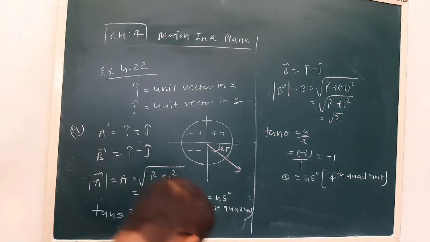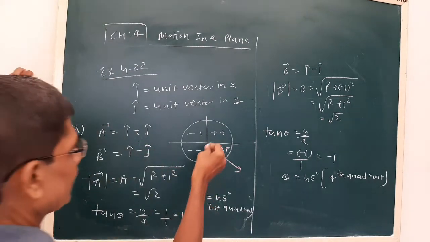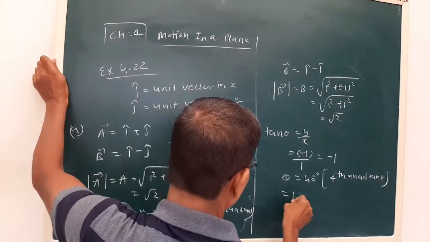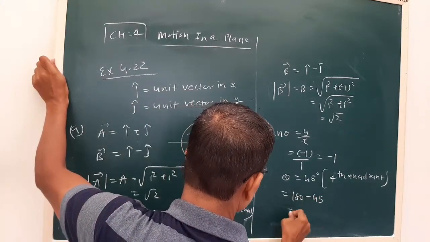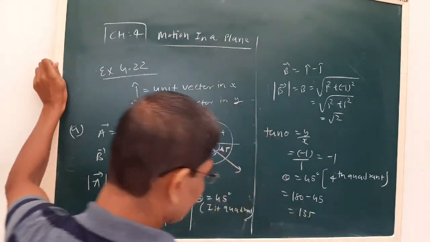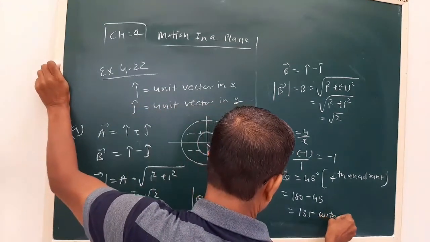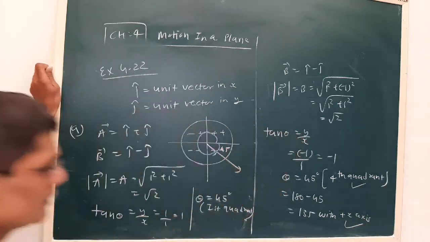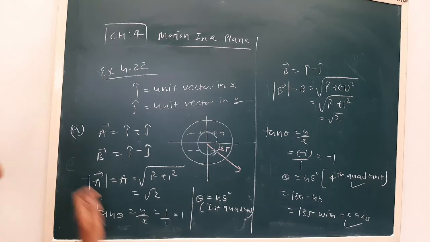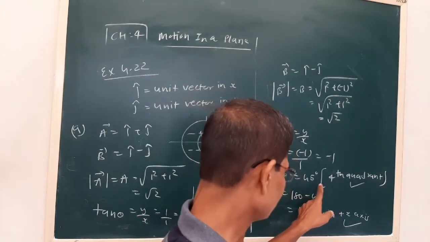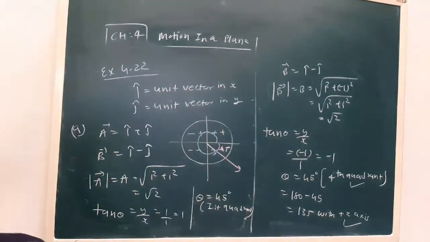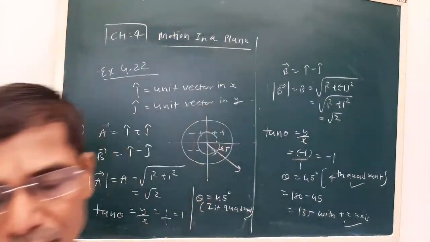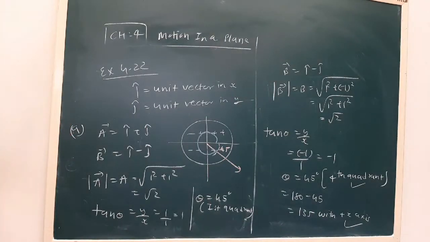Now if I want to calculate the angle with the positive x-axis, it will be like this. So it will be 180 minus 45, that is 135 degree with the positive x-axis. Both answers are correct. But if you write 45 degree, you have to mention it is in the fourth quadrant, or we can say it is 135 degree with the positive x-axis. This is the first part of the question.